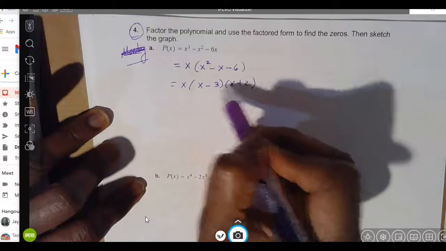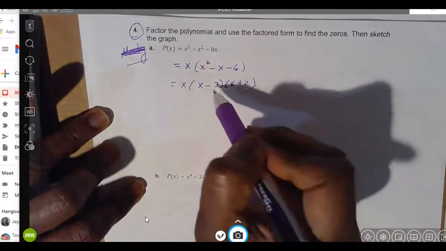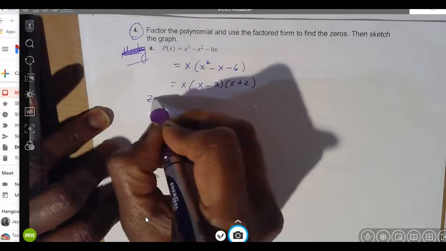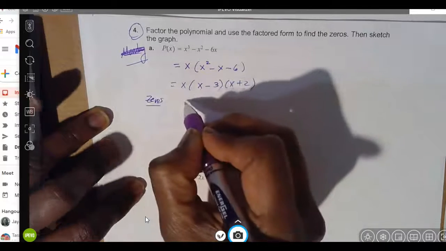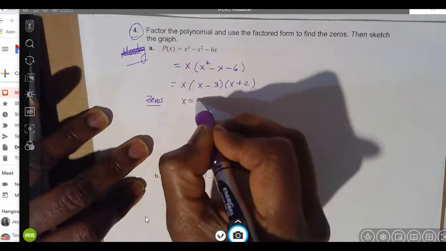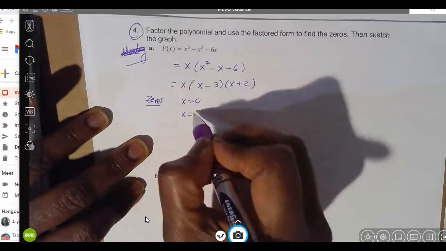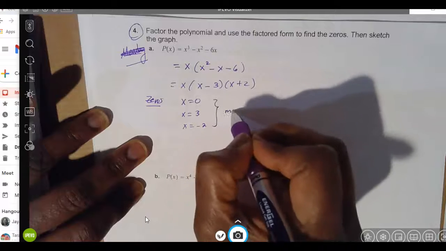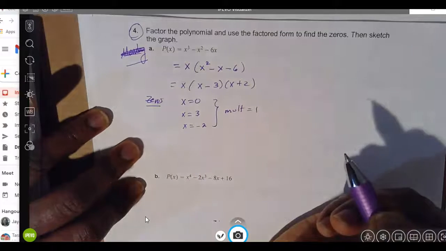So when you multiply these two numbers, you get negative 6. If you add these two numbers, you get negative 1. And so to find the zeros for this, you set this equal to 0. From the first factor, you get 0. From the second, you get 3 and negative 2. And the multiplicity for all of these is just 1.